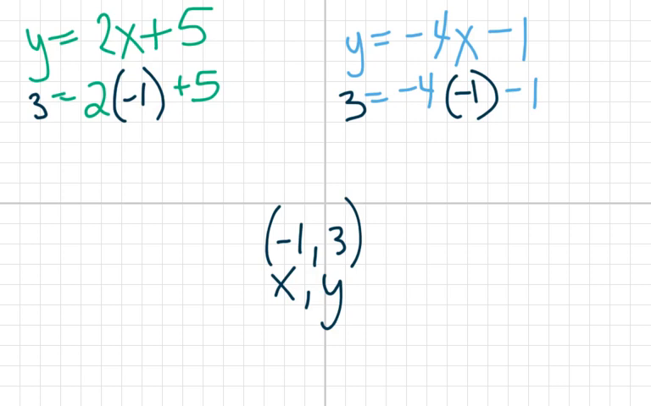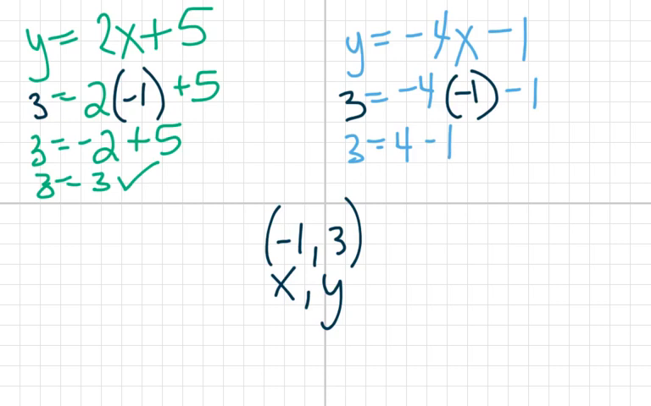All right, so this one, 3 equals, well, 2 times negative 1 is negative 2. Bring down your 5 plus 5. 3 equals negative 2 plus 5 is 3, so 3 equals 3 is correct. On this side, you have 3 equals negative 4 times negative 1 is positive 4, and then 4 minus 1 is 3, so 3 equals 3.